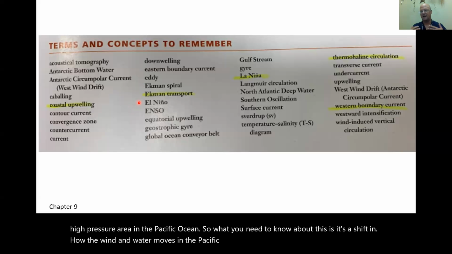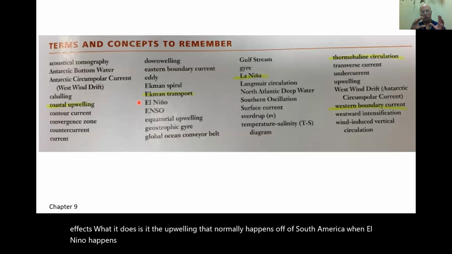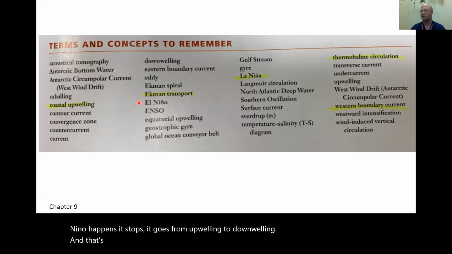And what happens is it has large scale effects. The upwelling that normally happens off of South America, when El Nino happens, it stops. It goes from upwelling to downwelling. And that's the main thing I want you to know about this.